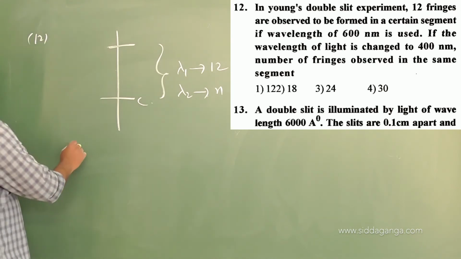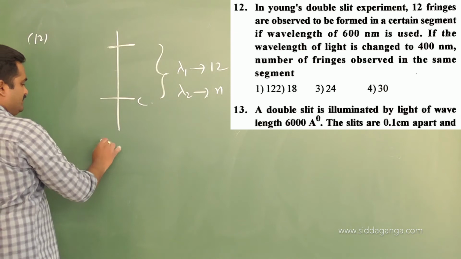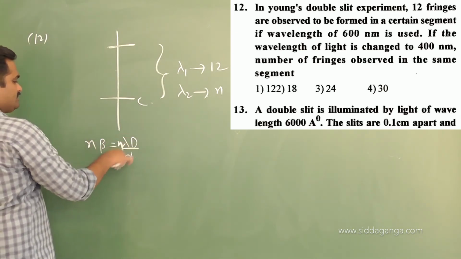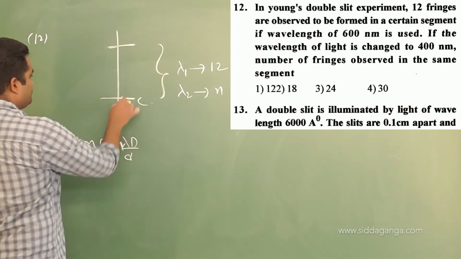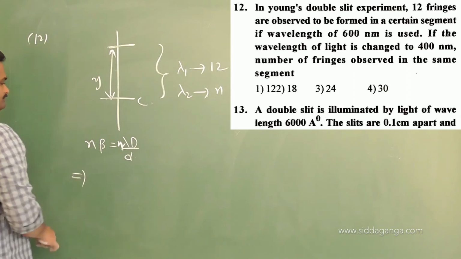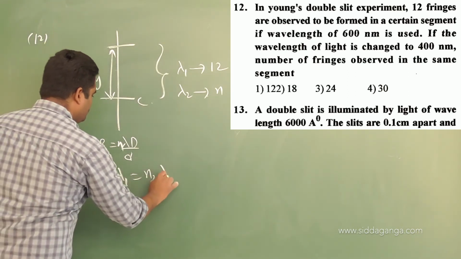You know the formula for fringe width: beta equals lambda D by small d. N fringes means n beta. The distance covered by these fringes will be the same in both cases, so you can write n1 lambda 1 equals n2 lambda 2.